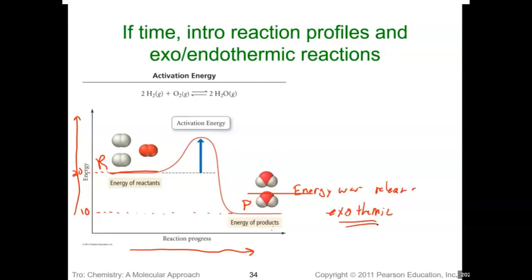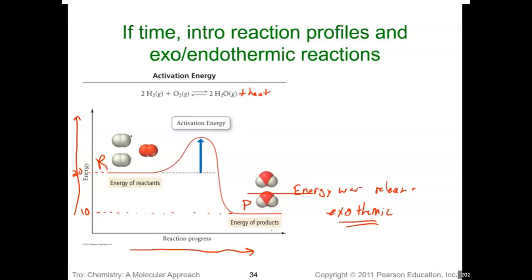Energy is released. So if I was going to write this here, I would write heat here. I would treat heat as a product. So this is an exothermic reaction. Now this activation energy is going to become incredibly important.